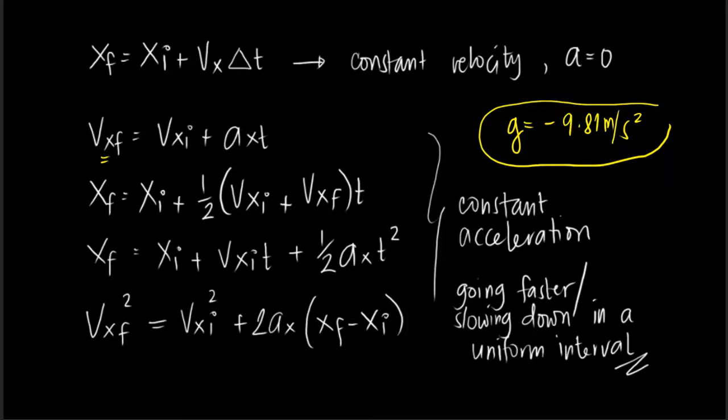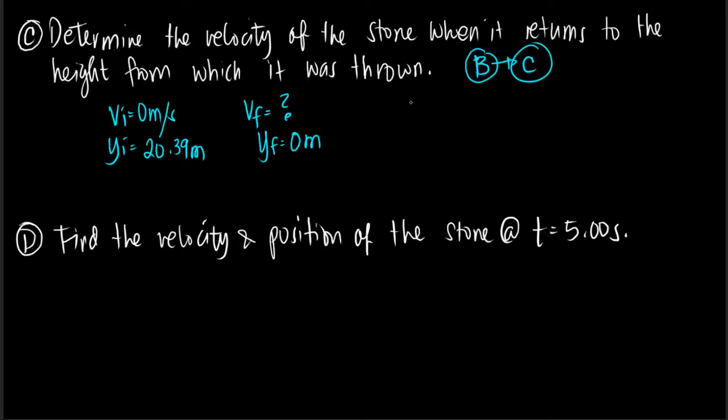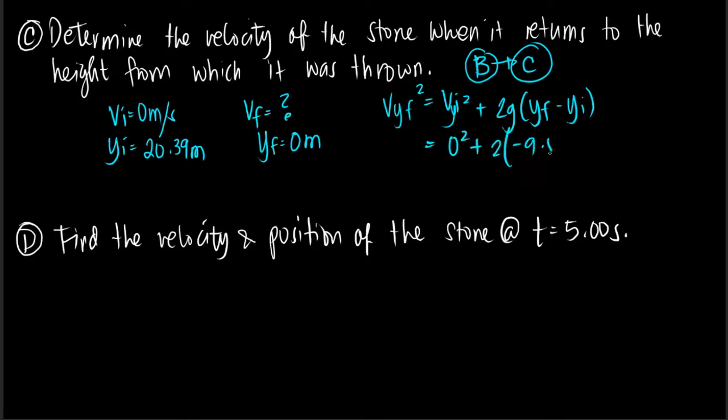Yeah. So, let's use that. Okay. So, we have VYF squared equals YI squared plus 2G times YF minus YI. Okay. VYF is what we are looking for. VYI is 0 squared plus 2 times negative 9.81. YF is 0 minus YI, which is 20.39. So, we have here a negative and another negative. And then, you want to look for VYF.